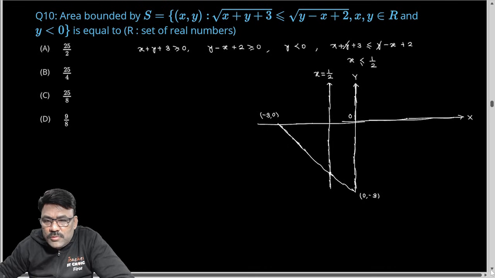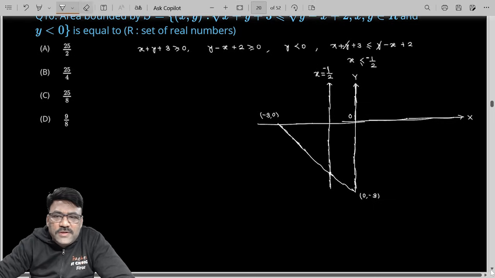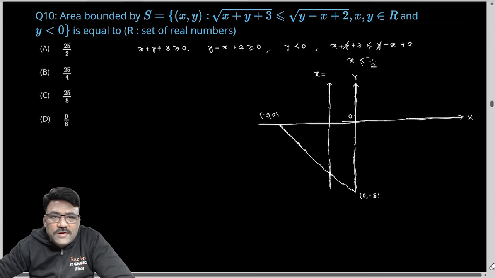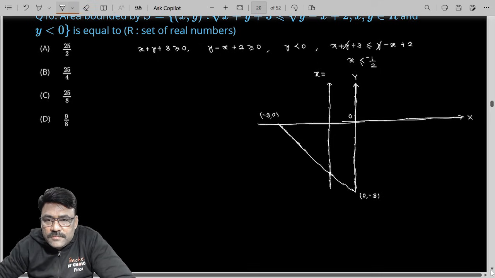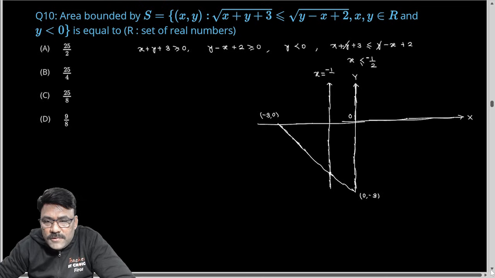So this is x is equal to half, minus half, my bad. It is half or minus half? Minus half it is actually. So I've drawn the figure correctly. It was there in my subconscious mind. It is minus half, but I've written half. It is minus half only.